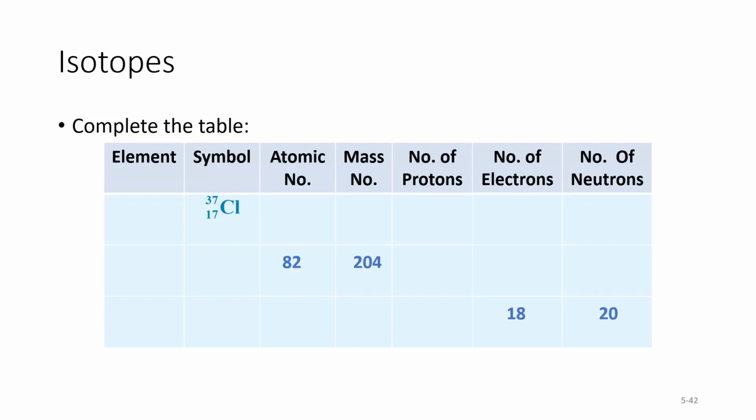Okay, I'm going to go through the first row here, and then I'd like you to pause the video and go through the second row and third row. So it says to complete the table. So we're going to start with this one, Cl. Now if you have your periodic table of elements handy, you know that Cl is chlorine.